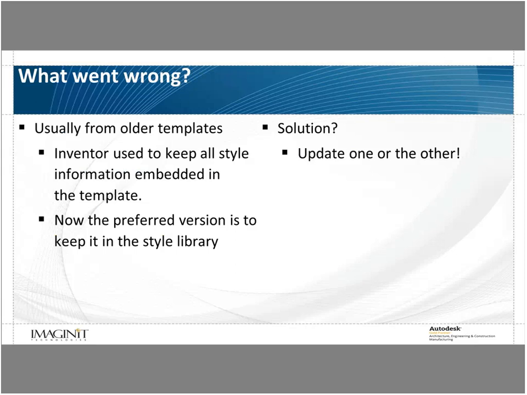So like I said, this really goes back to older templates. All of the style information used to be embedded in that template. That's where it was kept. Now we want to keep that in the style library. So how do you fix this little fail that comes up? The solution is to update one or the other. It's really pretty simple to make that update and those adjustments. And this is something that I've seen. I'll go out and talk to a customer. I'm like, well, pull up a file, let's take a look. It pops up, style library comes up, and they hit OK.